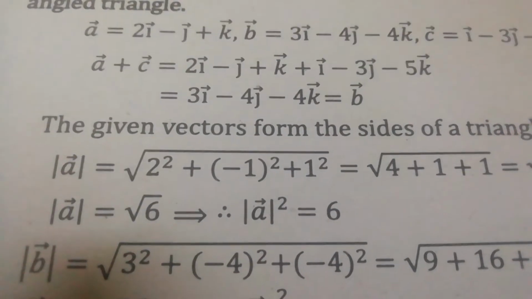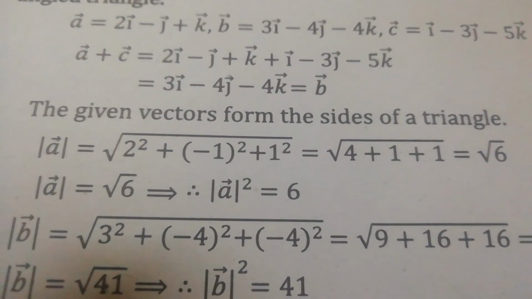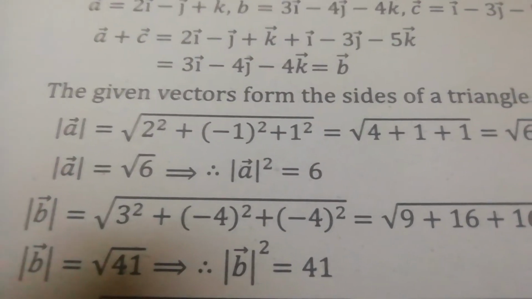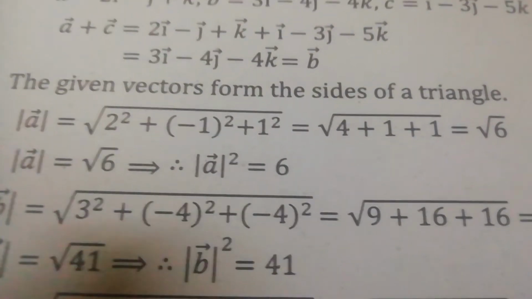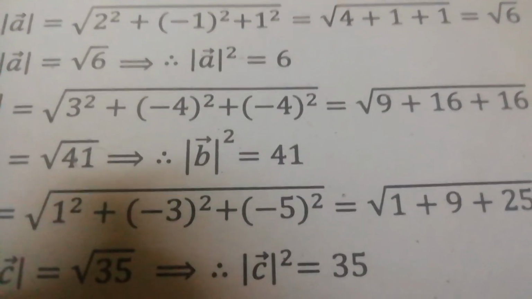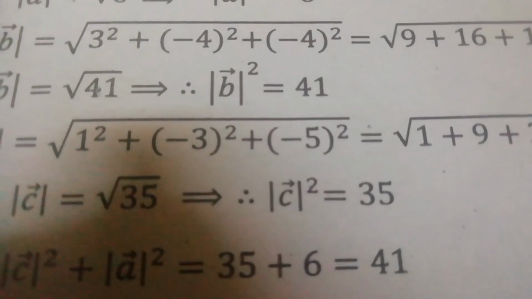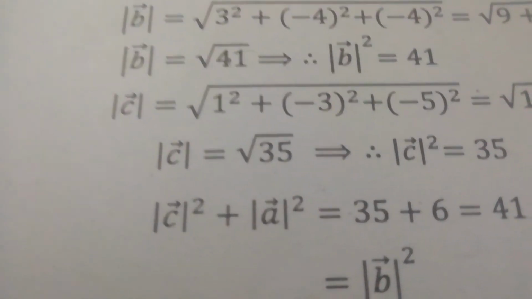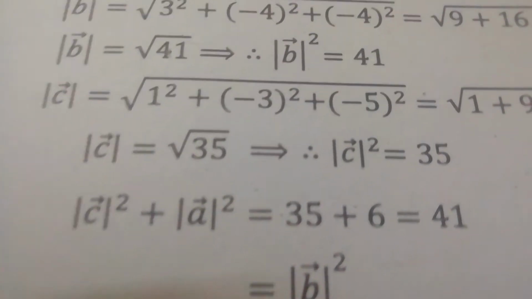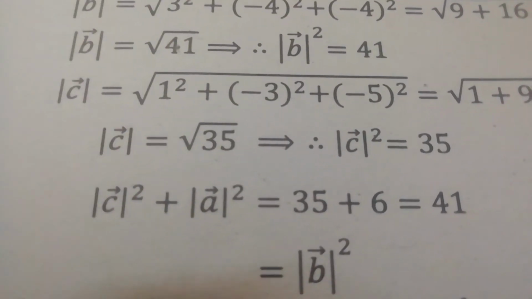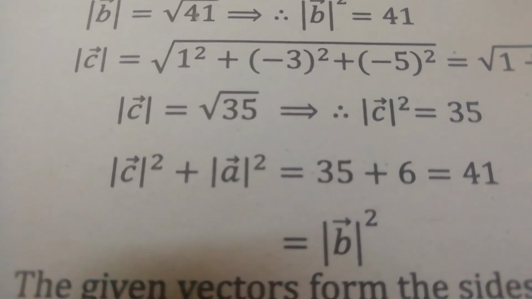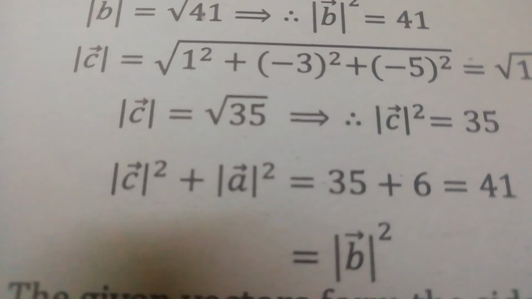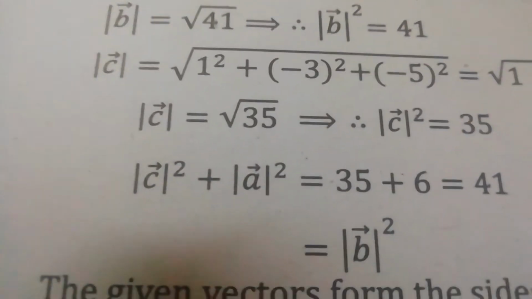Find the modulus of A, modulus of B, modulus of C. After squaring we get modulus of A square is 6, modulus of B square is 41, modulus of C square is 35. So the sum of any two sides: here C square plus A square equals B square. See, already you know very well, modulus of A square means that is A square only. Okay.